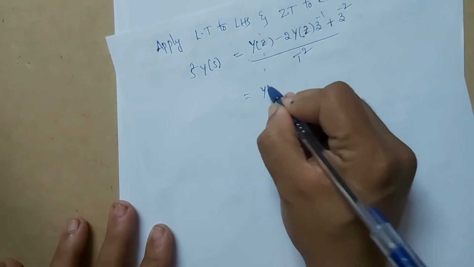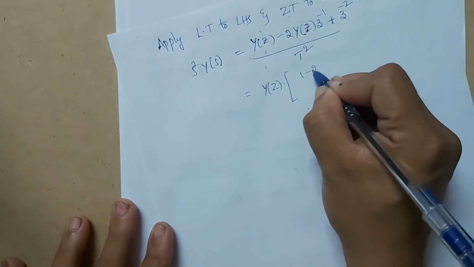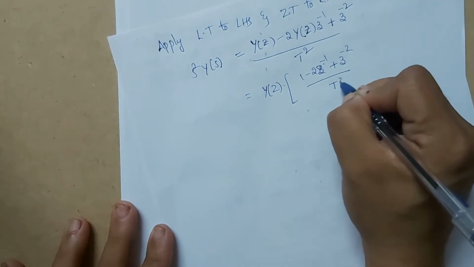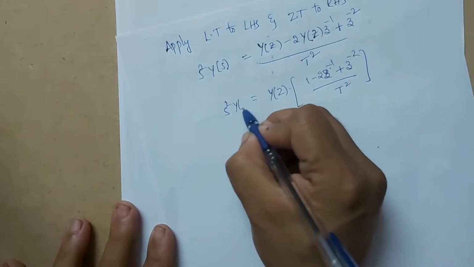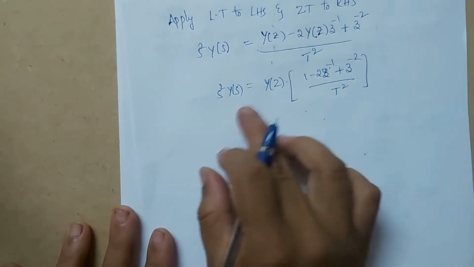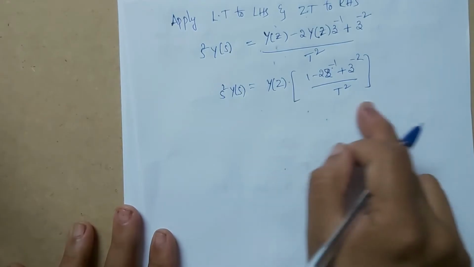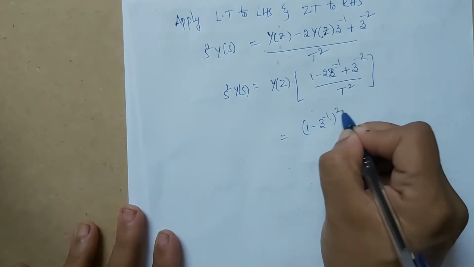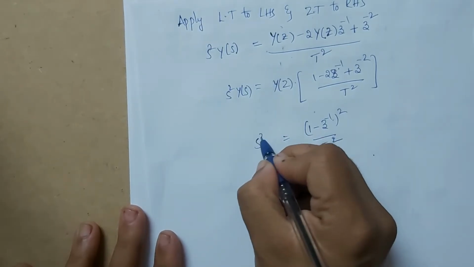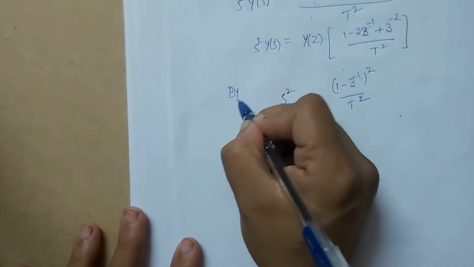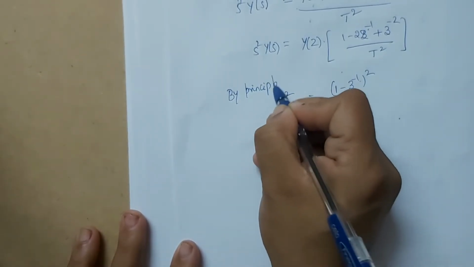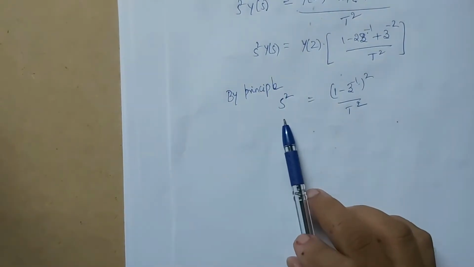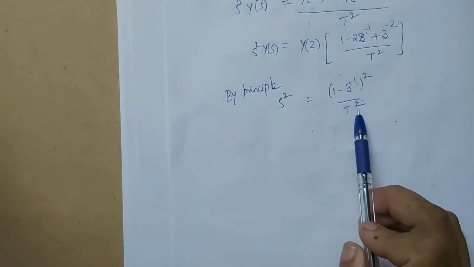Take out y of z as common: y of z into 1 minus 2 z inverse plus z power minus 2, divided by t square. This is s square into y of s. So this can be written as 1 minus z inverse whole square divided by t square. By the principle that the derivative in the time domain is equal to the derivative in the frequency domain, we can write s square is equal to 1 minus z inverse by t, whole square.